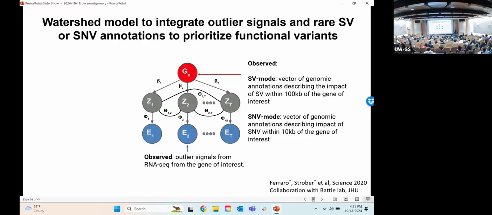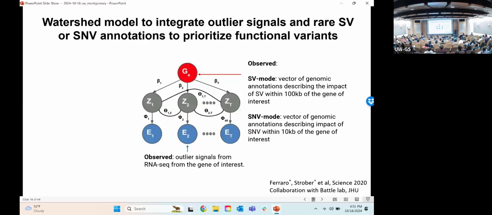And so the way this works is there's obviously two observed states here. So this node up here can be either for structural variants or single nucleotide variants, but it's basically a vector of genomic annotations for that particular SNP. So you're just saying, what is the genome annotation telling us? We also have outlier signals from a gene of interest for that individual. So that's the other observed state. We can collect allele-specific expression outliers, splicing outliers, but this is something we observe there.